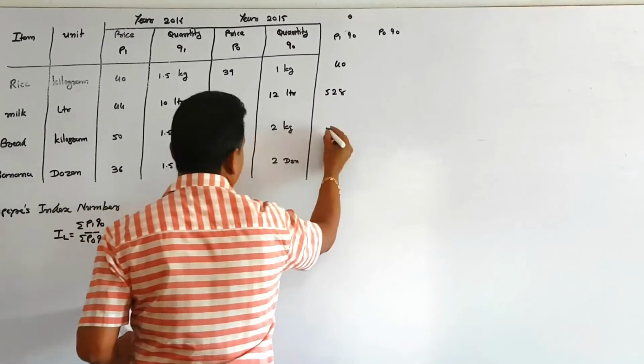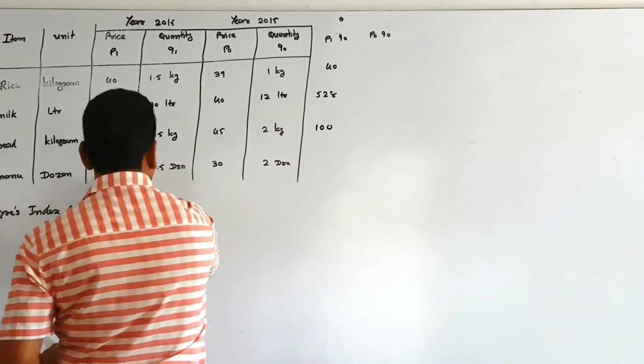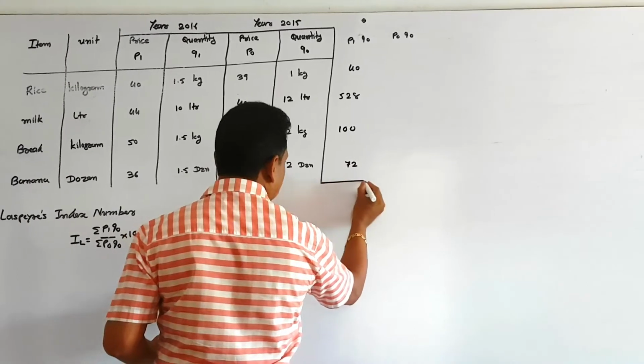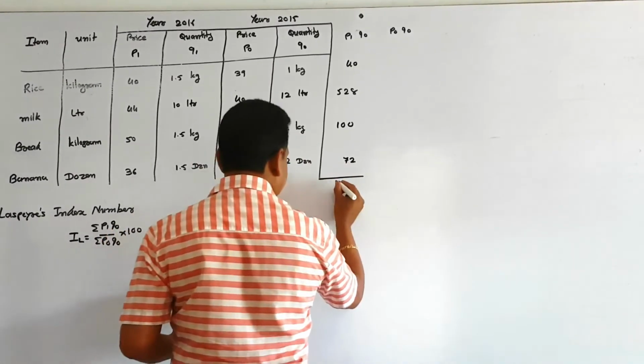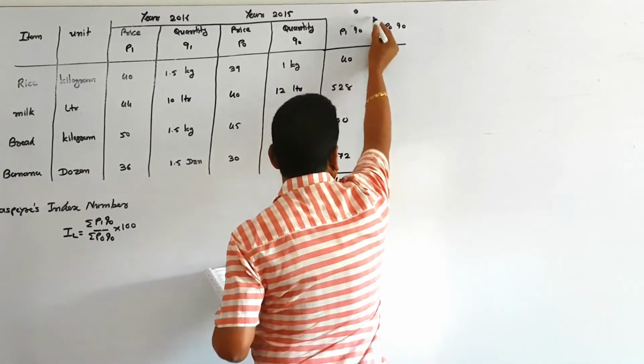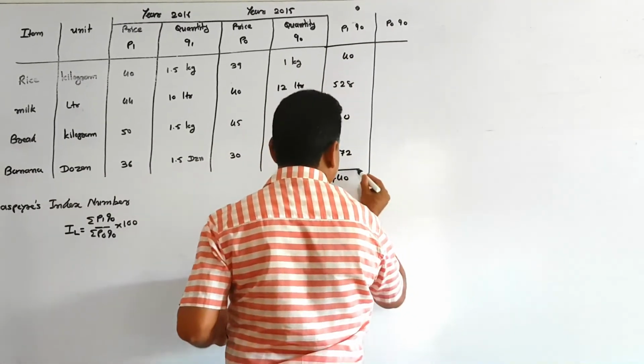50 into 2 becomes 100. 36 into 2 becomes 72. Now we need the total of this column. It becomes 740.